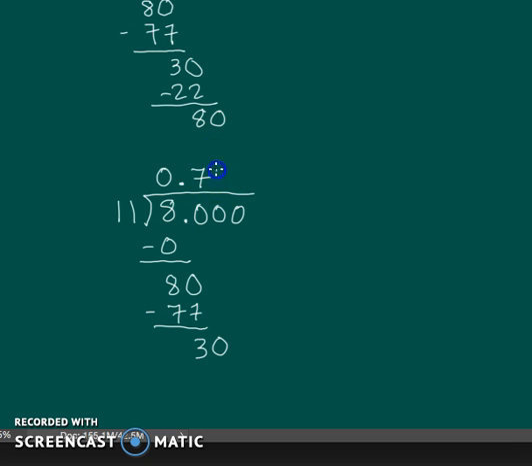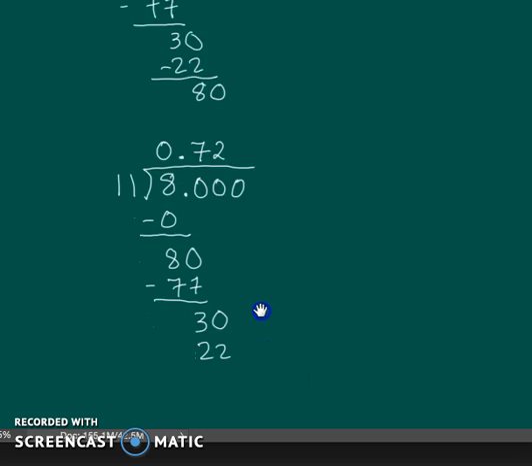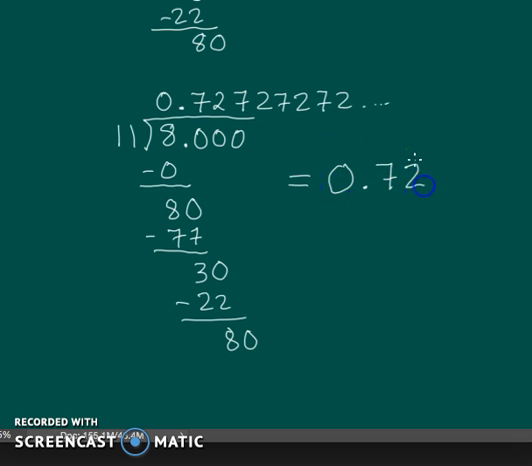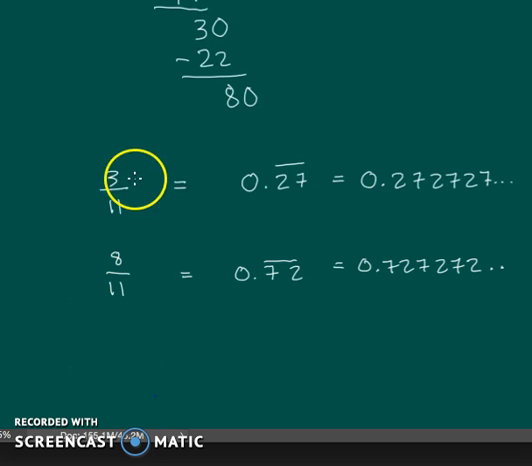11 goes into 30 2 times. 2 times 11 is 22. Oops, that lands me back at 8. Taking down a 0, 80. 11 goes into 80 7 times, and once again we are repeating. So this time 7, 2, 7, 2 is repeating, which we will represent by writing 0.72 with a bar over the 72 to show that it is repeating. So we've arrived at the last part of the question.